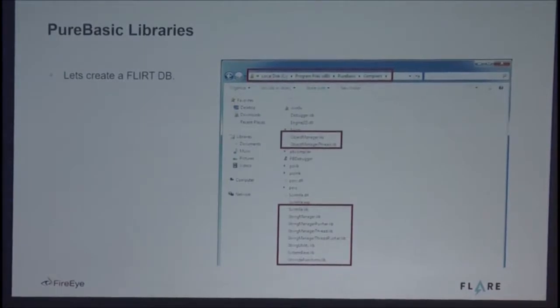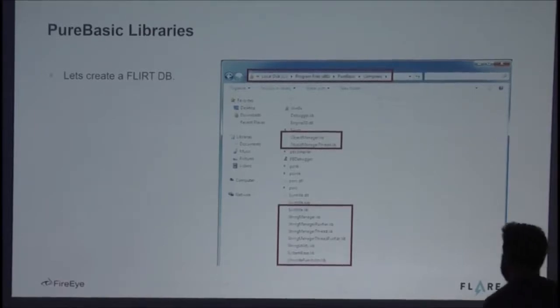Within the PureBasic compiler directory, there's a series of lib files. These lib files are statically compiled C code that will be linked into a PureBasic compiled binary, such as objectmanager.lib, string manager, string utility, system base, etc. We can use these lib files and create an IDA FLIRT database.